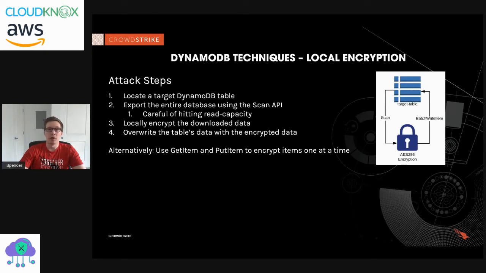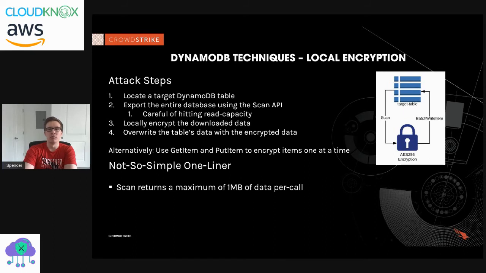Alternatively, we could use GetItem and PutItem to encrypt items one at a time, but that would likely be much slower, and there would be many more events for your actions than otherwise. There's no simple one-liner here. I didn't write a one-liner for this one because the Scan API returns a maximum of 1 megabyte of data per call. That means you have to paginate the results, but essentially that's hard to do on the CLI. It's done a little bit funky, so I just didn't write one for this. It would be much easier to write a quick Python script or something along those lines if you were going to try and abuse this method.